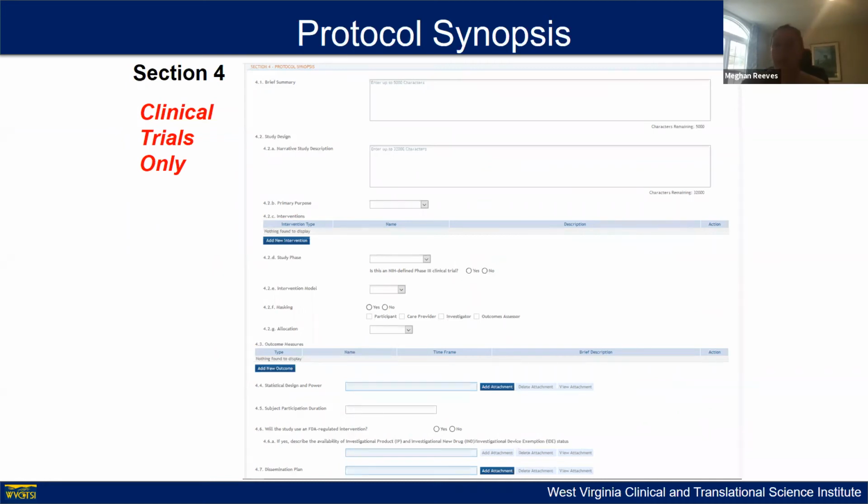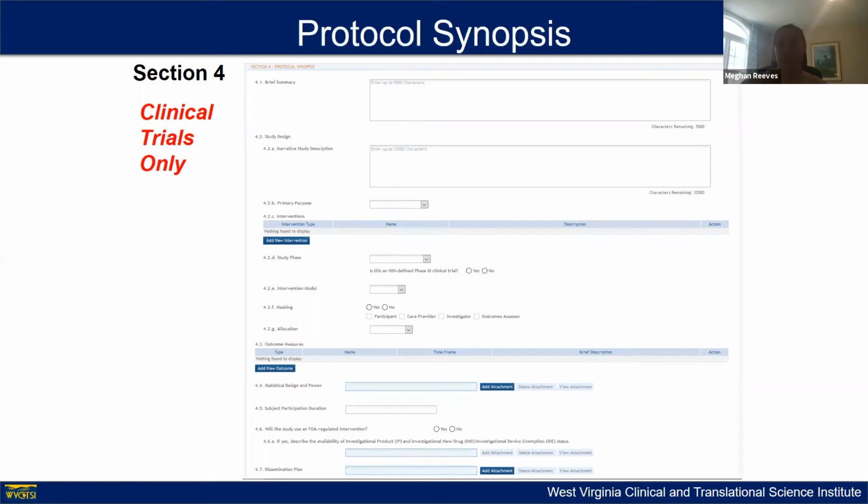The narrative and study description, which is 4.2, is also an insert box, and this is up to 32,000 characters. It is a narrative description of the protocol. So if you develop that protocol as a separate document, you'll be able to use this. The narrative study shouldn't necessarily be a copy and paste of your research strategy, which is separate and different from the clinical trials considerations, but some of the same information may be present in both of those.